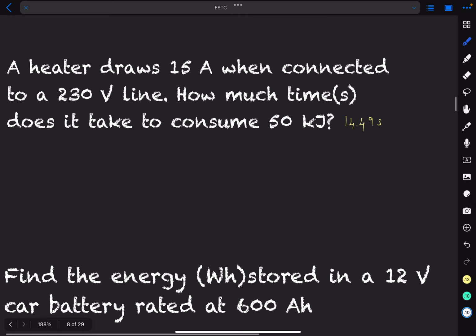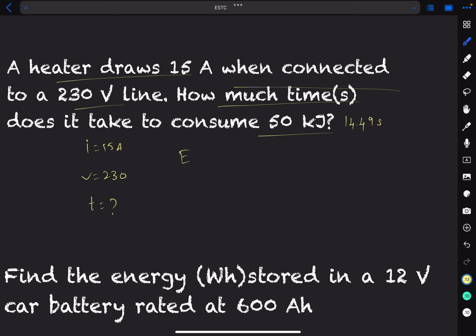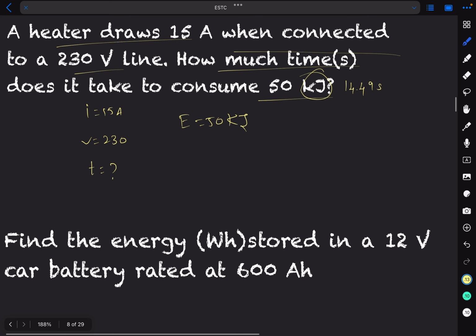Next question. A heater draws a current of 15 ampere when connected to a 230 volt line. How much time in seconds will it take to consume an energy of 50 kilojoule? Remember, the unit is very important. Kilojoule they are asking. That's very easy. How can we solve it? We know E is PT, and P is VI, so E is VIT. We have learned this. So what is V here? What is I here? What is E here?